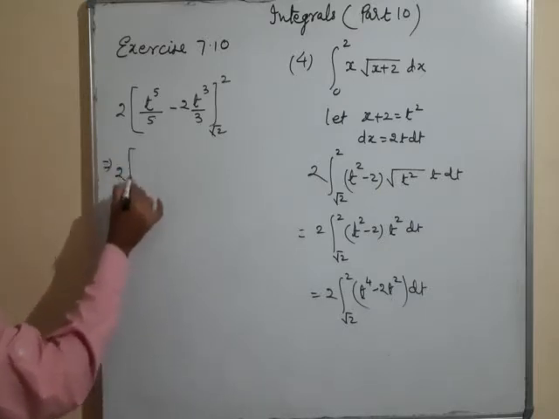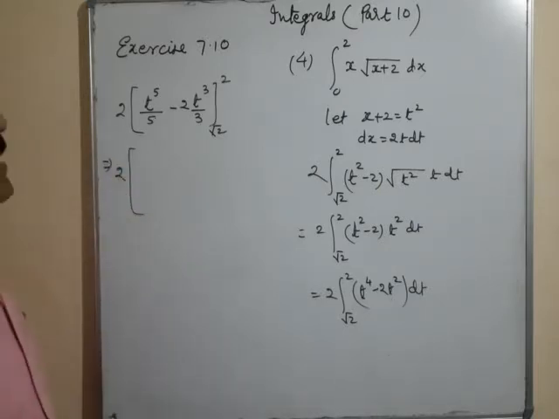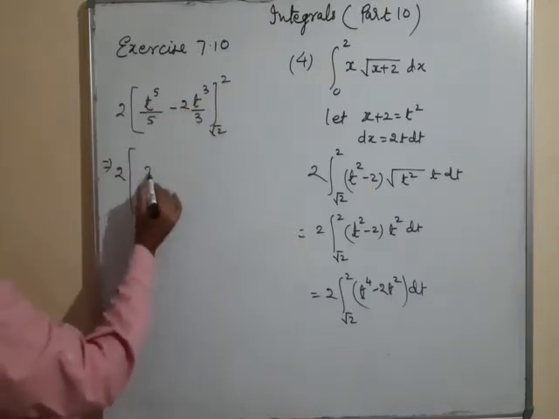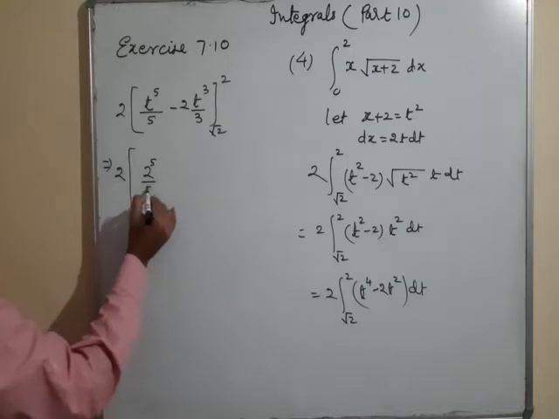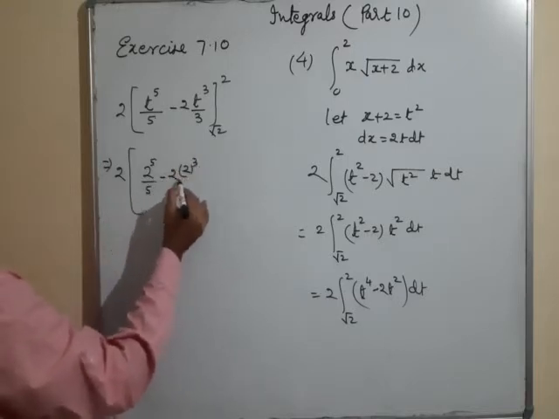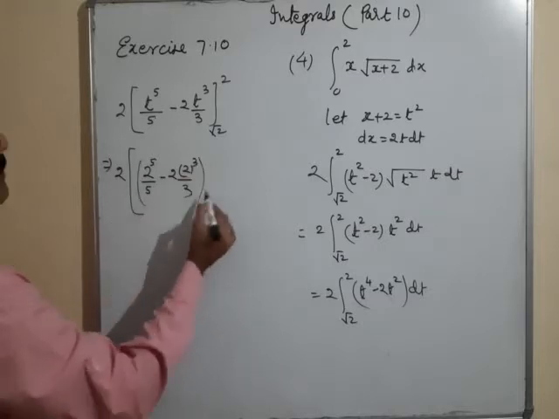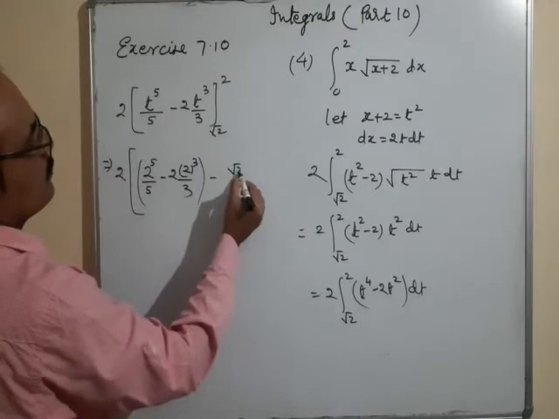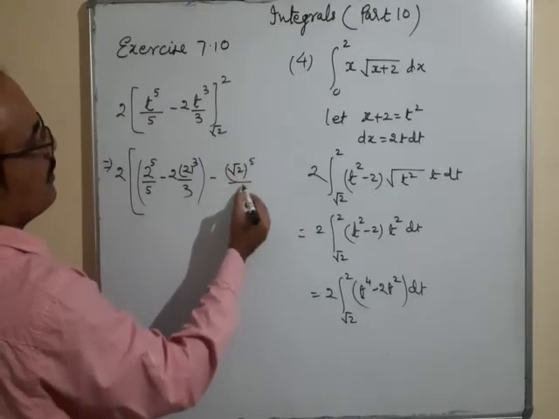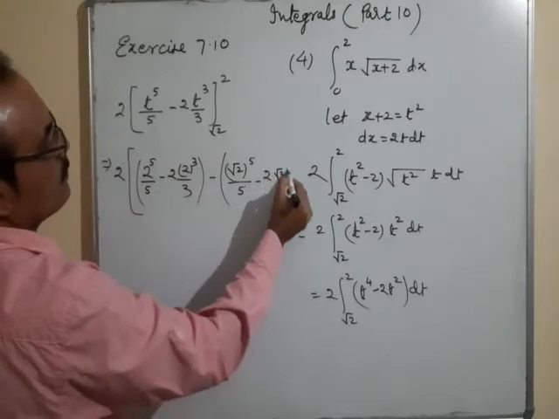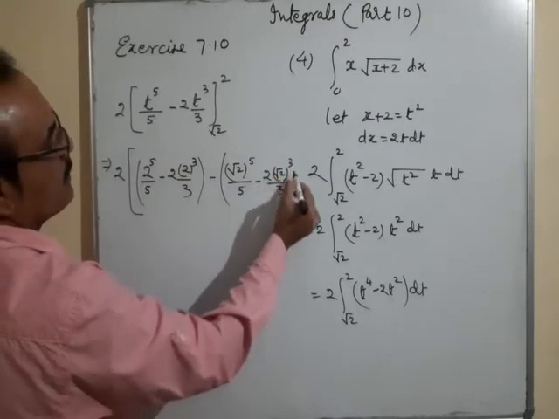Substitute the limit, 2 outside. In place of t, first I am substituting the value 2: 2 to the power 5 upon 5 minus 2 to the power 3 upon 3. Upper limit minus lower limit: root 2 to the power 5 upon 5 minus 2 root 2 to the power 3 upon 3.